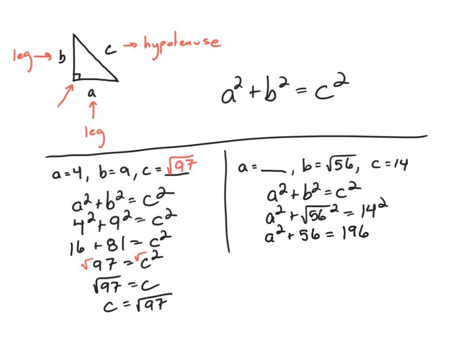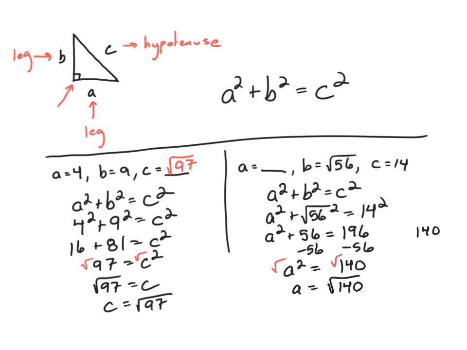is equal to 196. Then I subtract 56 from both sides, and I'm left with A squared. A squared is equal to 140. I square root both sides to get rid of the squared. So A is equal to the square root of 140.